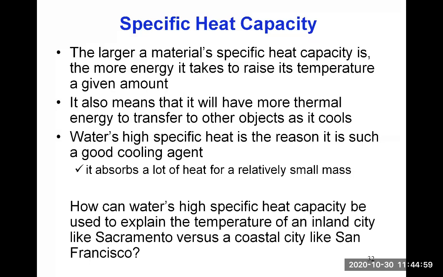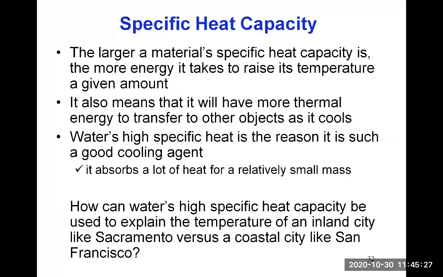So how can water's high specific heat capacity be used to explain the temperature of an inland city like Sacramento versus a coastal city like San Francisco? You know that there is a difference between the climate in San Francisco versus Sacramento. Sacramento is more like a continental weather than San Francisco, which is more temperate.